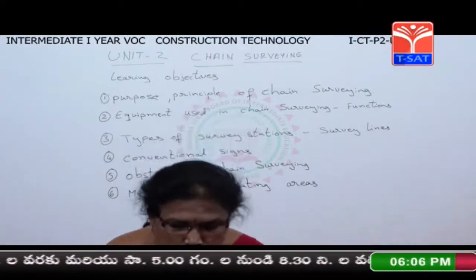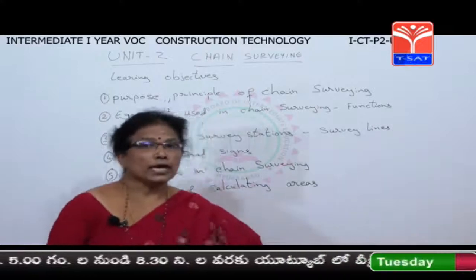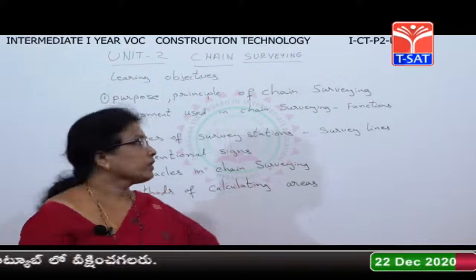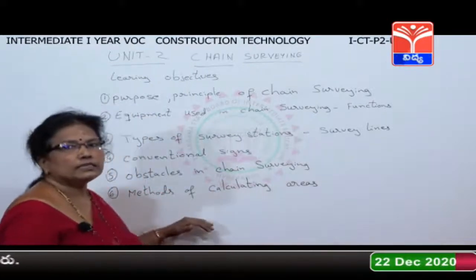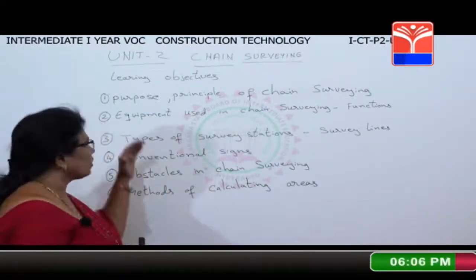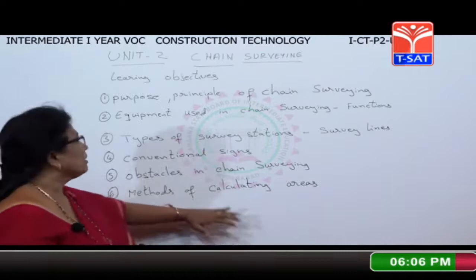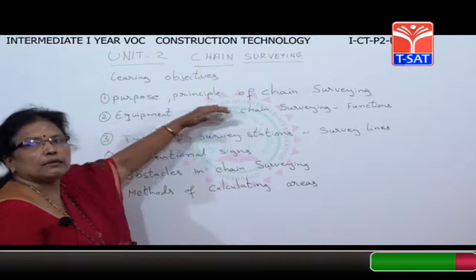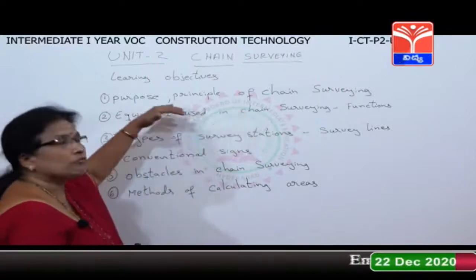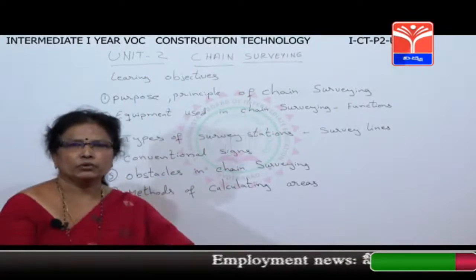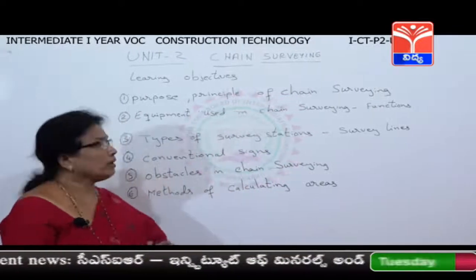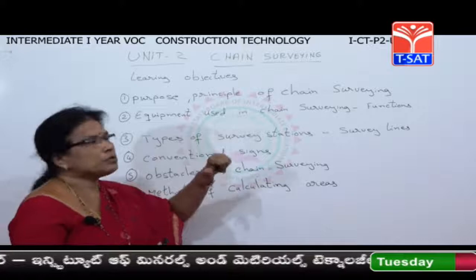Now, I'll tell you what are the main things we are going to cover in this chapter. By the end of this chapter, we are going to cover all these points. First, the purpose and principle of chain survey. That means, what is the purpose? Actually, why are we using this chain? In what situations are we going to use this chain? And what is the main principle of chain?